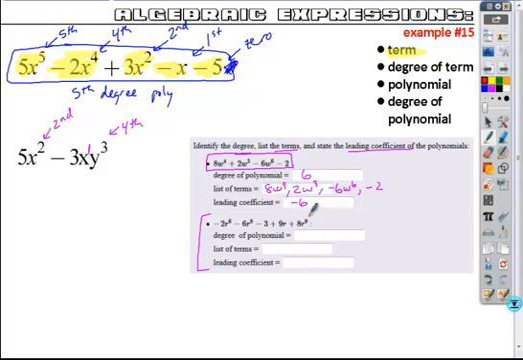The degree of this polynomial, the highest degree term, is 9. So this is a 9th degree polynomial. The list of terms, if you just include them in the order that they appear.